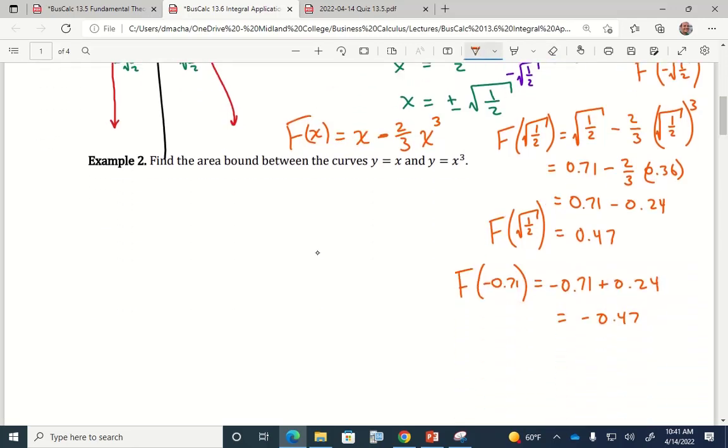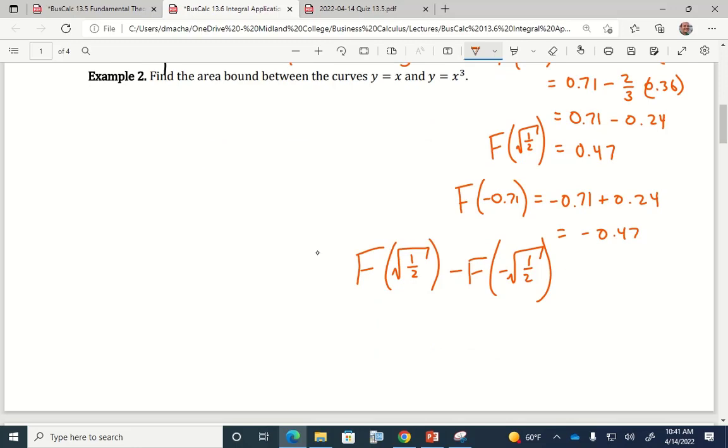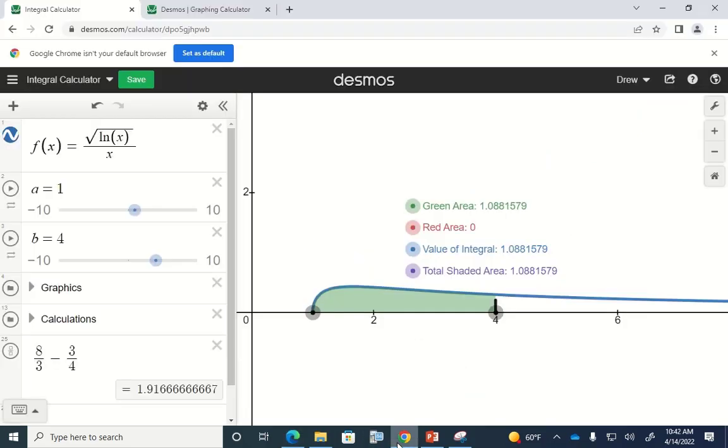And then, again, just to reiterate, my definite integral that I'm trying to figure out is capital F evaluated at positive square root half minus capital F evaluated at negative square root half. So that's 0.47 minus negative 0.47, which is 0.94. So that was a long problem, and I should have left myself more room on my little notes page to do it. Well, let's just see if it works.